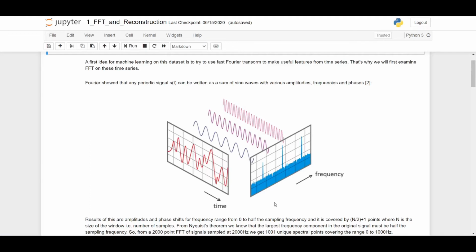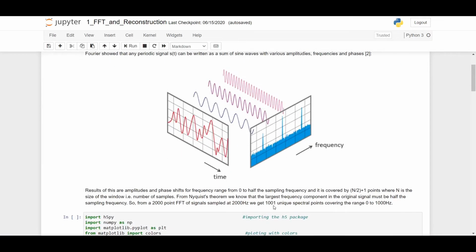After we do this transformation with input time signal, the outputs are amplitudes and phases of the signal components in range from 0 to the half of the sampling frequency, and it's covered by n divided by 2 plus 1 points, where n is the number of time samples. In our case, we have 2000 samples in 1 second, and the outputs are 1001 amplitudes and phases for frequencies from 0 to 1000 Hz.